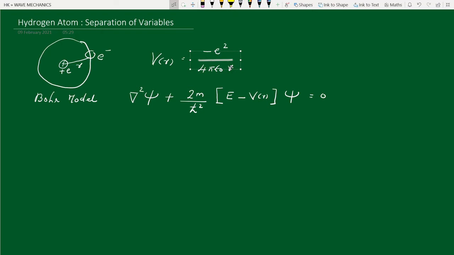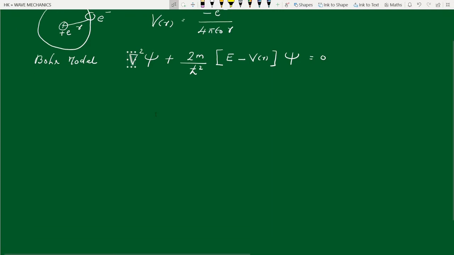Since this potential energy depends only on the radial distance r, it's easier to use the spherical polar coordinate system. It is expected that it's easier to separate the three variables in the spherical coordinate system. So we are going to rewrite this Schrodinger equation in the spherical coordinate system. This del square psi I am going to write in spherical coordinates.